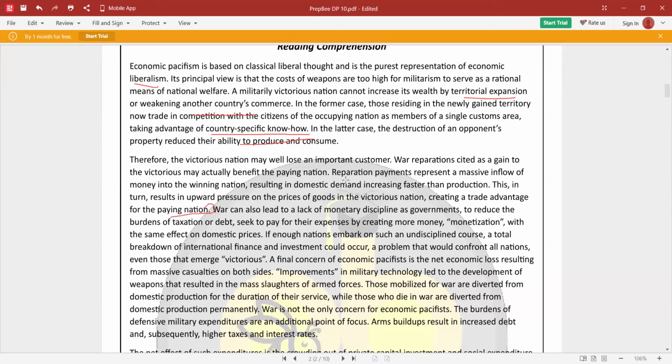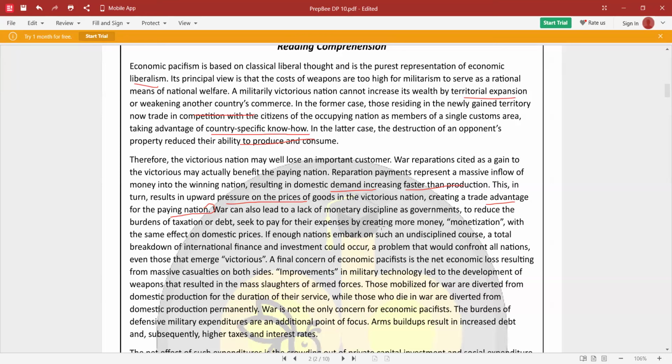Now what happens? Suddenly there is a huge inflow of your money, so domestic demand increased. Now whenever demand increases and you cannot produce faster, if demand is faster than production, what happens? It builds an upward pressure on prices. The prices will go up. Now this is creating your trade advantage for the paying nation, who can actually produce. So the defeated nation can benefit from the cheaper exports.